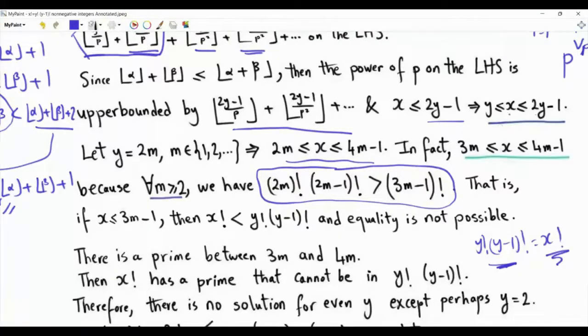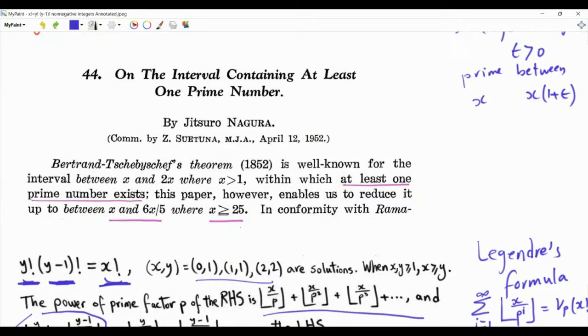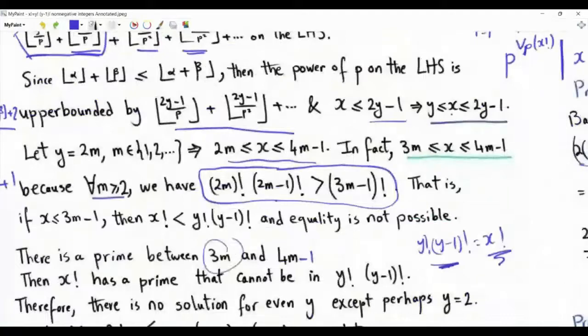So our starting point is that x is between y and 2y minus 1. If y is even and is equal to 2m, then x is between 2m and 4m minus 1. Because of this inequality, x is between 3m and 4m minus 1. There will always be a prime between 3m and 4m minus 1. Our friend here tells us that there is a prime between x and x times 6/5. And what we want to say is that there is a prime between 3m and 4m minus 1.